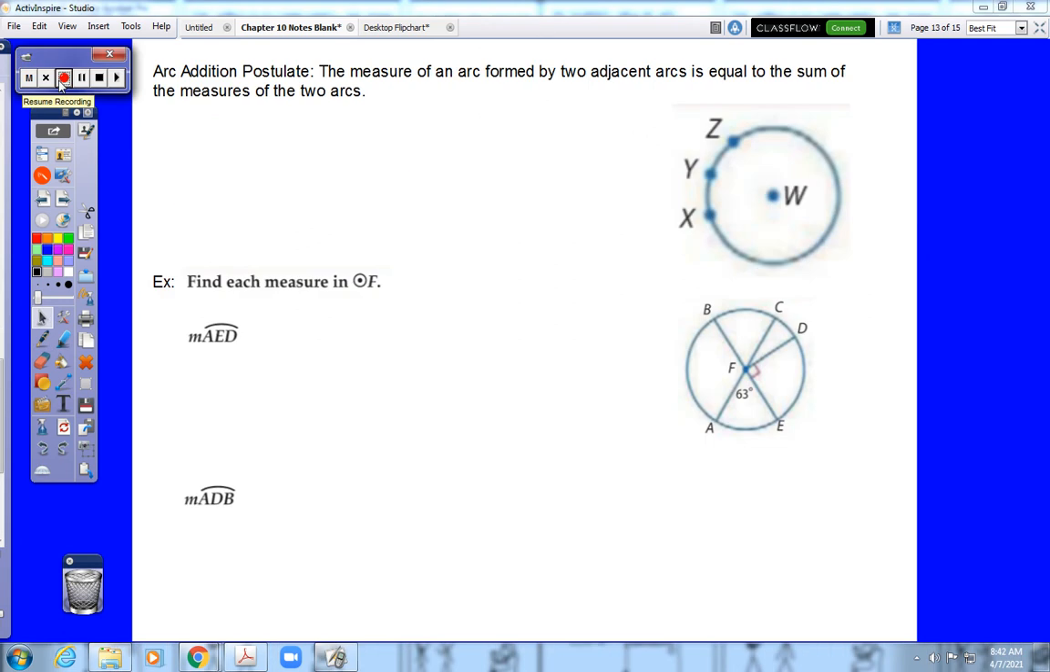Okay, that brings us to the arc addition postulate, which is basically the angle addition postulate, but with arcs. It states, in words, the measure of an arc formed by two adjacent arcs is equal to the sum of the measures of the two arcs. So if we look at that picture, everybody see X, Y, and Z there on the circle? What we're stating here is that the measure of arc XZ is equal to the measure of arc XY plus the measure of arc YZ.